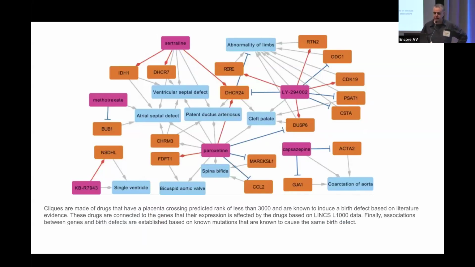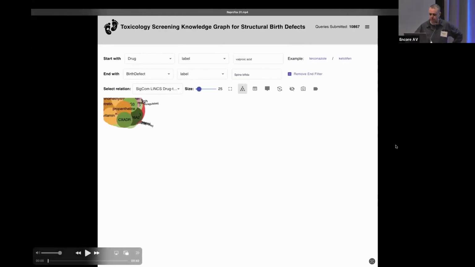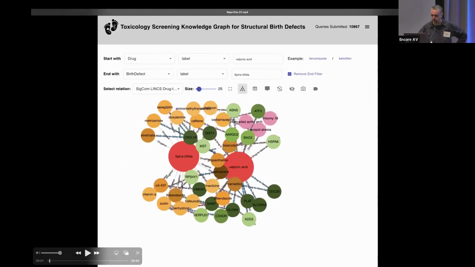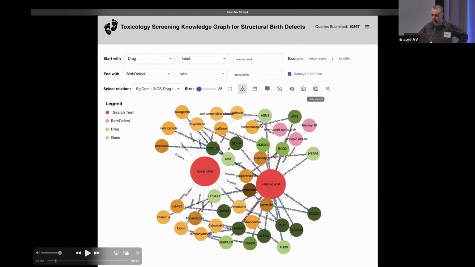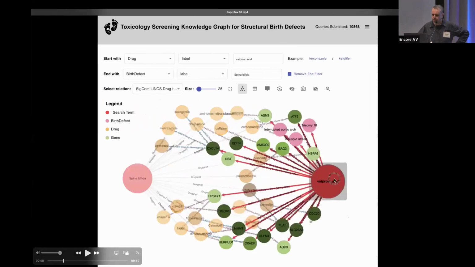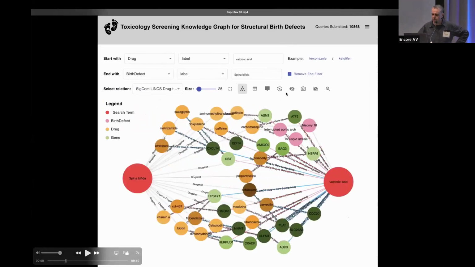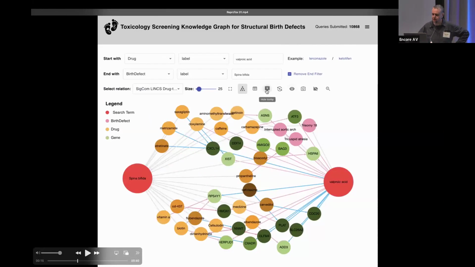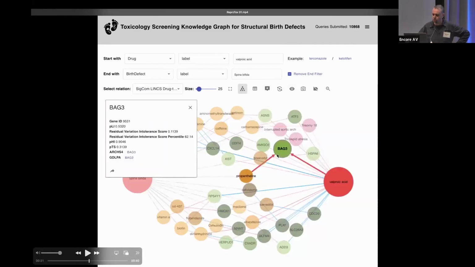And the result is around 500 cliques of essentially mechanistic hypotheses for teratogenesis. And this knowledge graph is available in the public domain. So you can go to Avi's site and interact with the Neo4j database and carry out queries, starting with a drug, for example, and looking at what birth defects it might lead to. And the graph will provide a kind of path that links a small molecule to potential gene products that interact with it and the birth defect with which they are associated.